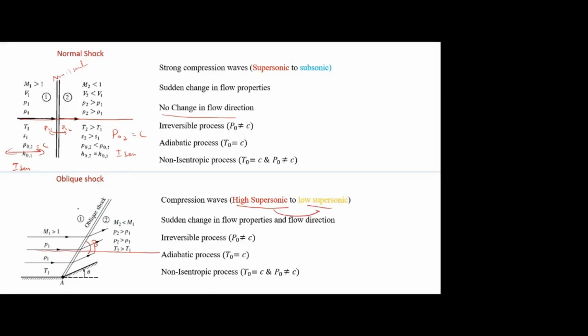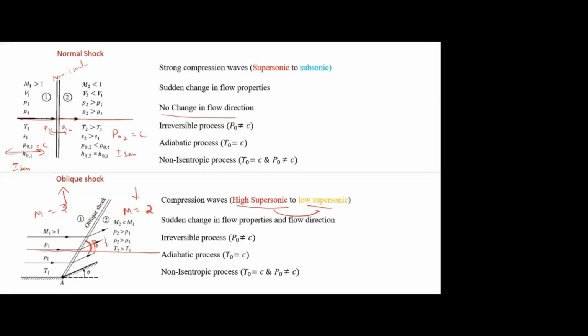For example, this side you may have the Mach number 3, that will be converted to Mach number 2 or 1.5 something. Okay, it won't compress to the subsonic. Both sides it will be supersonic, but this side it will be high, this side it will be less. That's why the strength is a little bit less, because it is inclined.